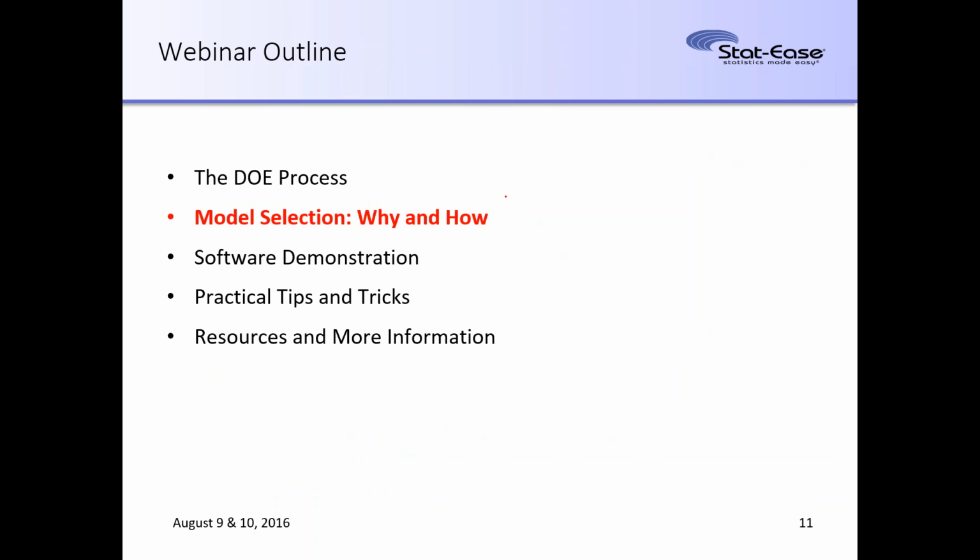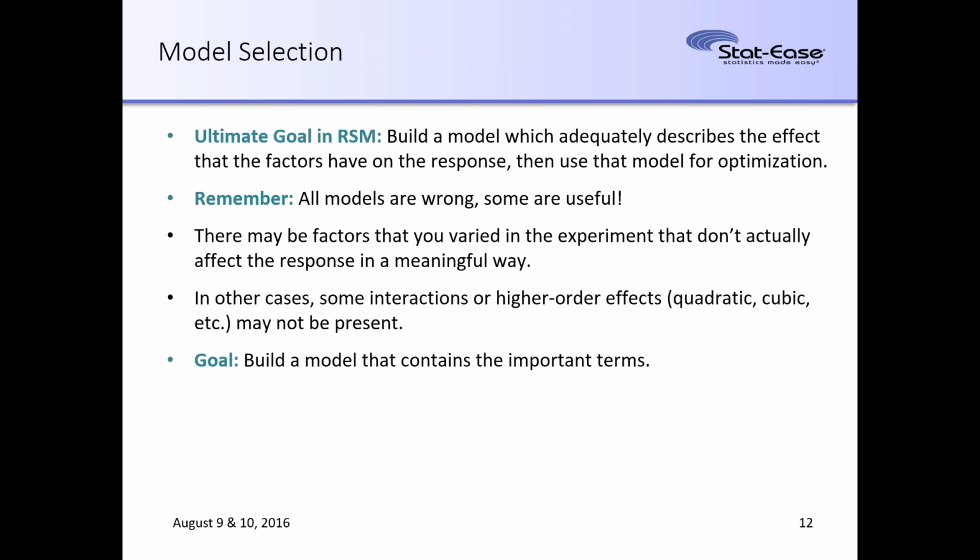So we talked a little bit about the intuition behind model selection, but let's talk about it a little bit more. So the why and the how. The ultimate goal in response surface, and when I say response surface, I also am including in that mixture experiments, because the goal of those is also usually to fit a predictive surface. So the ultimate goal in RSM is to build a model that adequately describes the effect that the factors have on the response. So when we vary our factors, how does the response change? And they may not just be the linear main effects. There could be interactions, there could be quadratic, cubic effects, and so on.